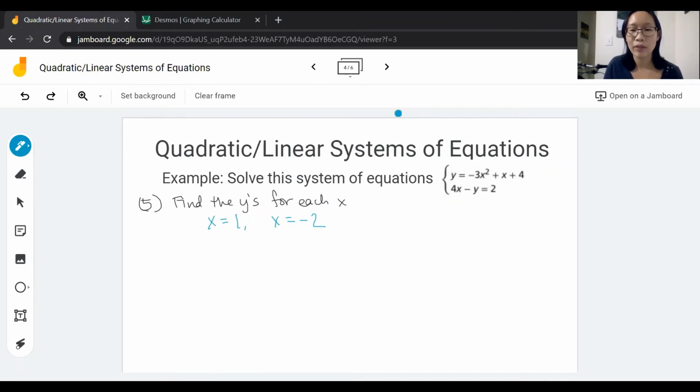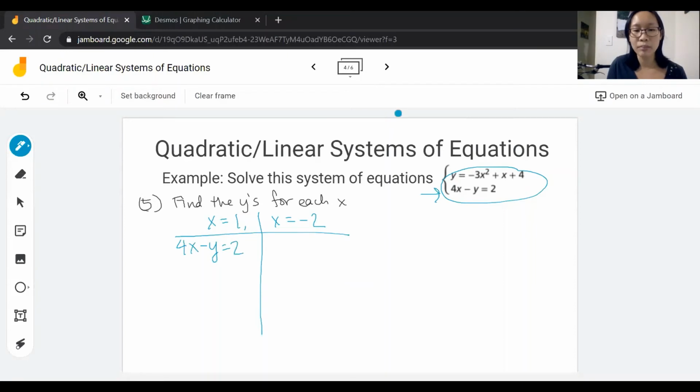The way that I'm going to find the y's is to use the equations I'm given. I could use either one of them, but I'm going to use the linear one because I think it's a little simpler. I'm going to rewrite 4x minus y is equal to 2, and then I'm going to substitute in the x that I have in order to solve for y. So here my x is 1, and 4 minus y equals 2 gives me y is equal to 2.